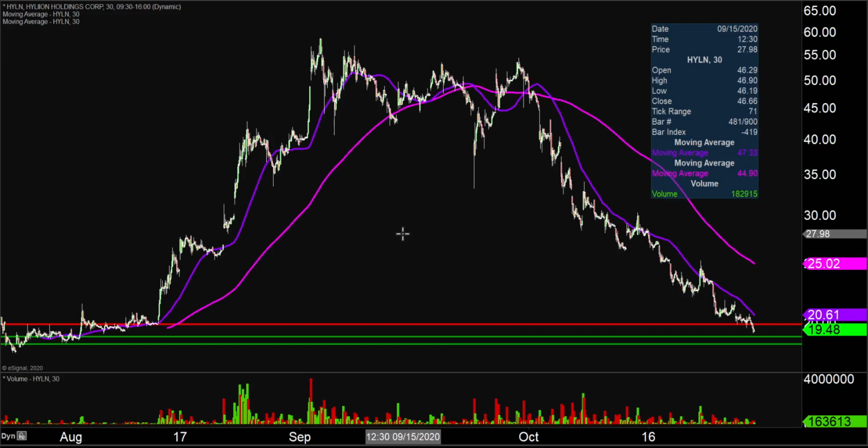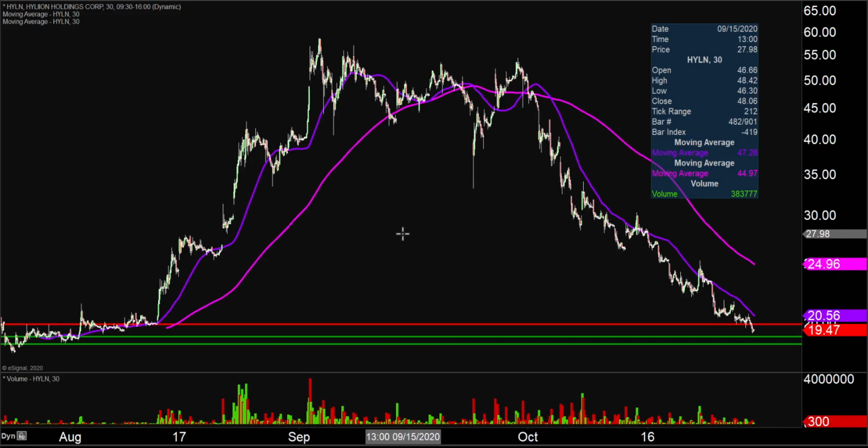So another rough day. One day left, but we'll see how this one continues to play out. But as of right now, yeah, the bears remain definitely in full control.